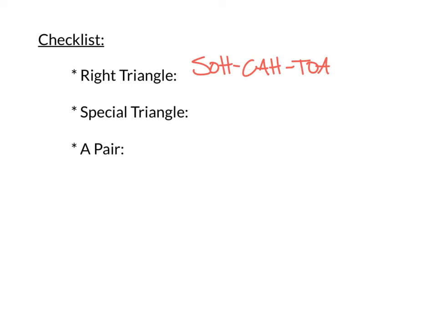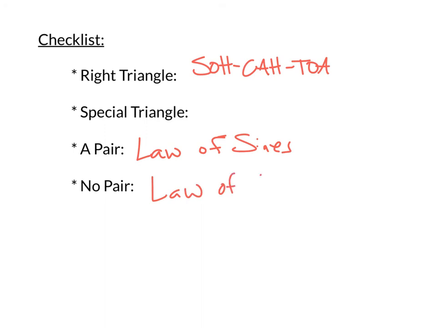Otherwise, you're going to have to use either law of sines or law of cosines. And the main thing is to check and see if you have a pair. If you have an angle and its opposite side, then you have a pair. And when you have a pair, you can use the law of sines. If you don't, then you have to use the law of cosines. And that kind of gives you a framework of how you can attack any given triangle problem.